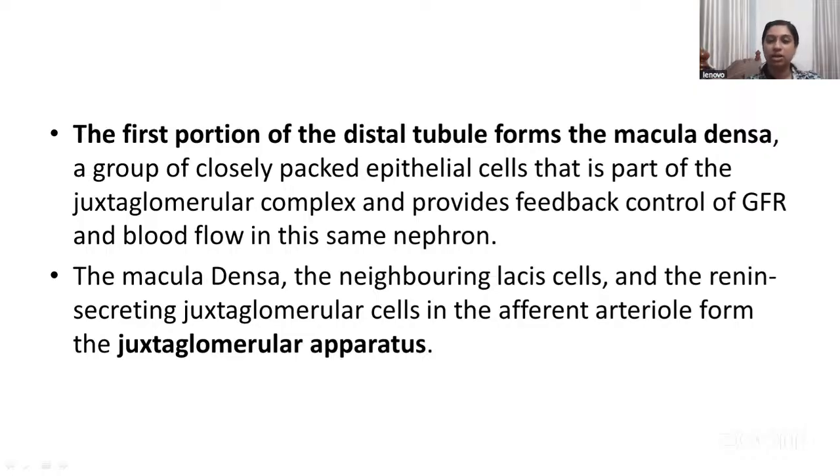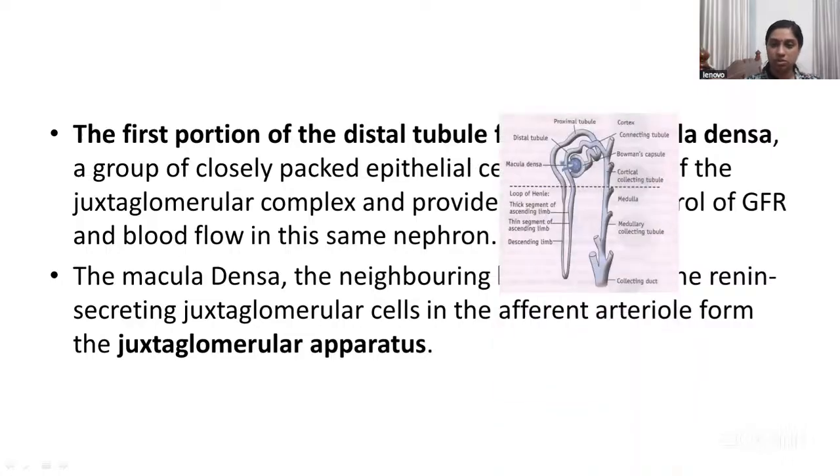The macula densa, the neighboring lacis cells and the renin secreting JG cells in the afferent arteriole, they form the juxtaglomerular apparatus. So what's the composition? Macula densa, neighboring lacis cells and the renin secreting juxtaglomerular cells present in the afferent arteriole. That forms the juxtaglomerular apparatus. Okay. So this is the image showing macula densa.